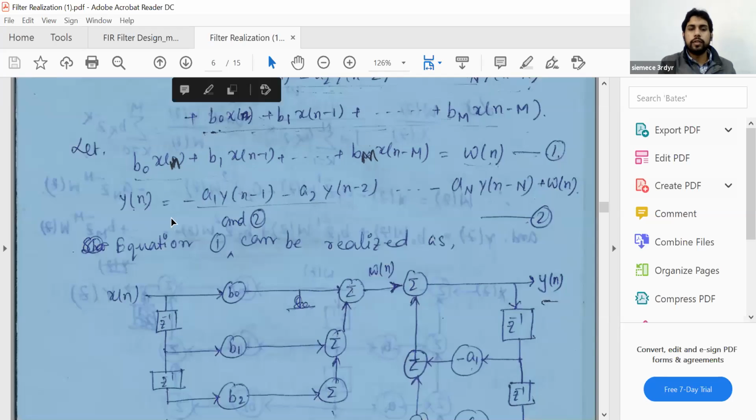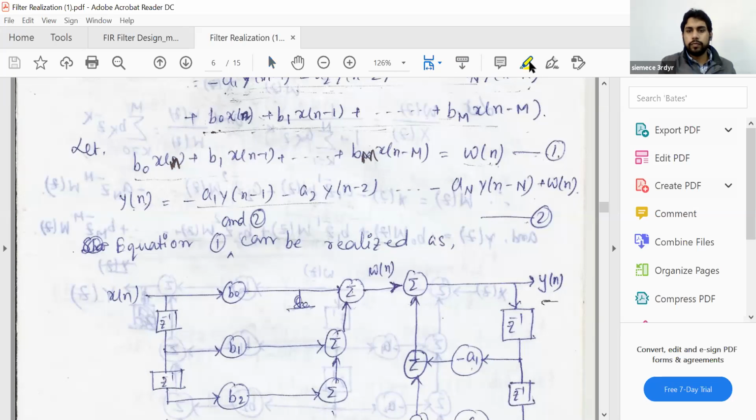Now, to realize this, if we notice that if x of n is the input, then x of n minus 1 is the delayed version of x of n by one sample, and x of n minus 2 is the delayed version of that. Similarly, if we take x of n at the input and provide a delay, this delay is represented by z to the power minus 1. Why am I saying this?